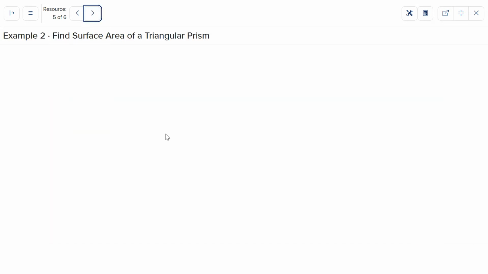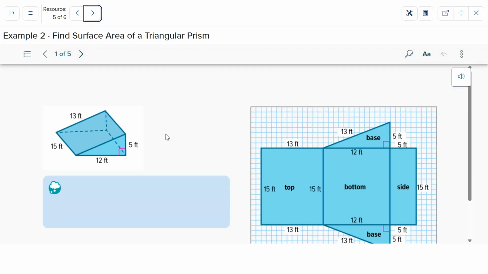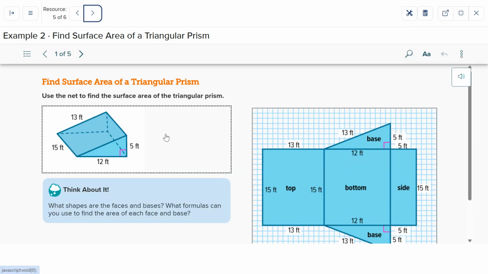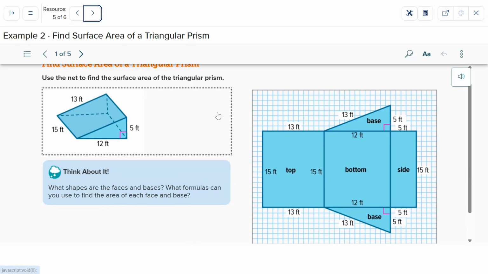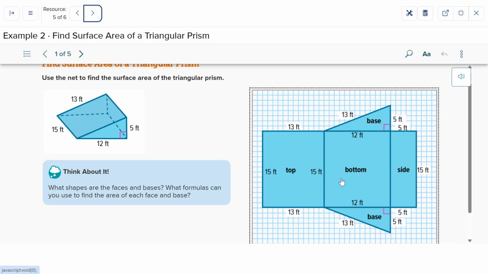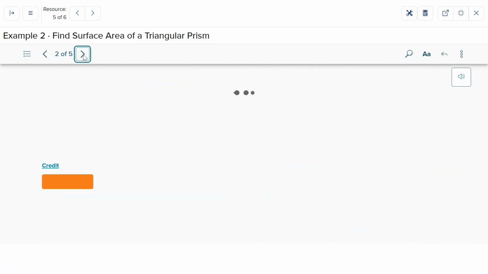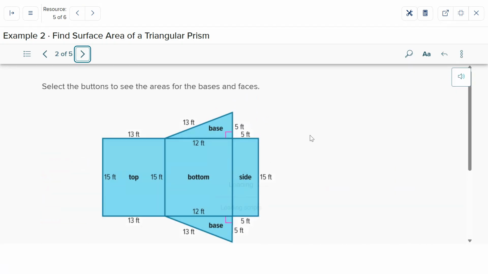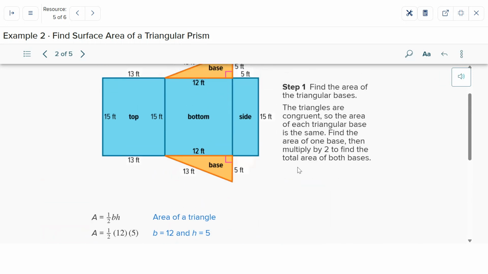Okay. Example 2, they're going to give us another triangular prism here. All right, so we actually just worked with this. This is the same net that we just did in the last example, not the one in the video, but the one prior to that. It might look familiar. And so we're just going to use this net now to find the surface area. So in order to do that, we are going to find some areas and add them together. So we've got the bases, which are our triangles.